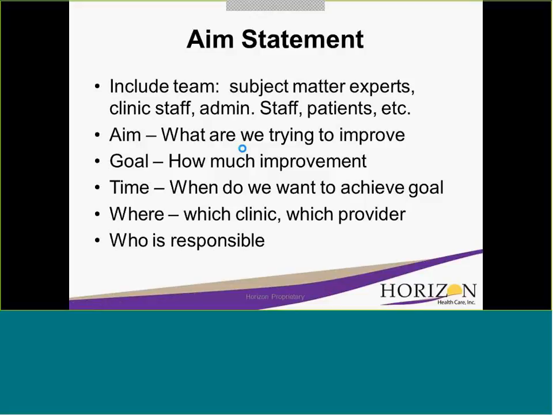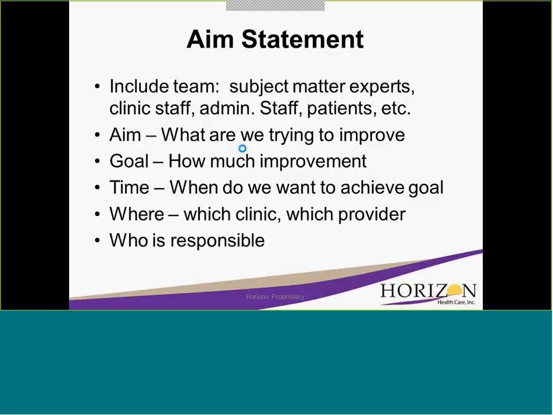We need an aim statement when we're trying to test something within our system. And so making an aim statement, it's important to include the whole team. So this includes subject matter experts, the clinic staff, the admin staff, the patients. A variety of different people are included within this aim statement.